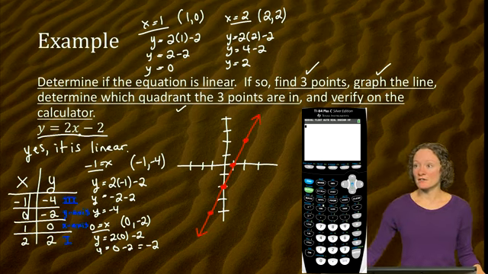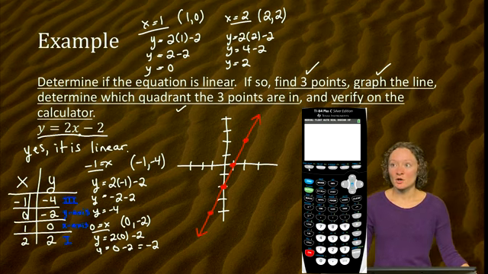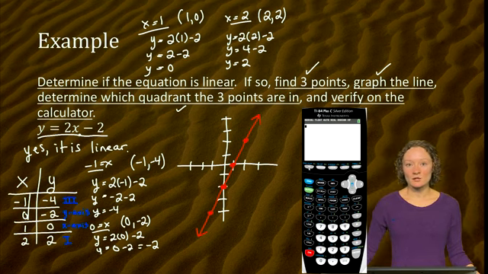Once you turn the calculator on, click the on button at the bottom. In order to look at this on the calculator, go all the way up to the top left-hand corner of the calculator and click the Y equals button. This will open up a menu.